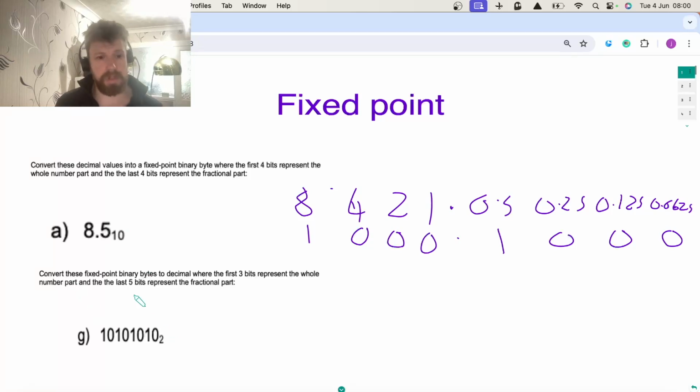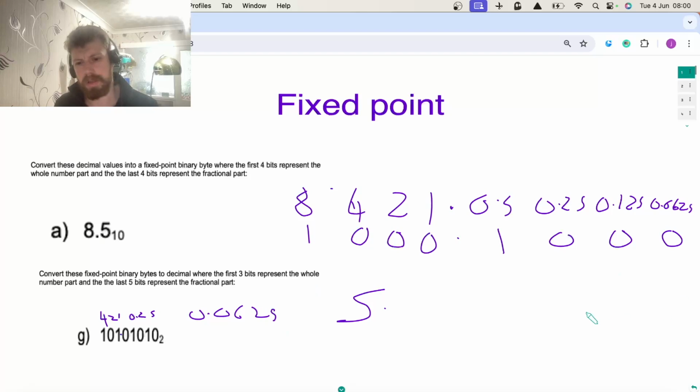This is the other way round. Please do make sure that you read the question, because as you can see, it does change. It says 3 bits for the whole number. So I'm going to put the decimal point in there, with 1, 2, and 4 for the whole number, so that's going to be 5. Then we've got 5 bits after the point, which is going to be 0.5, 0.25, 0.125, 0.0625.